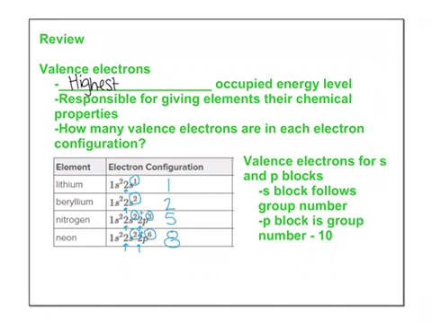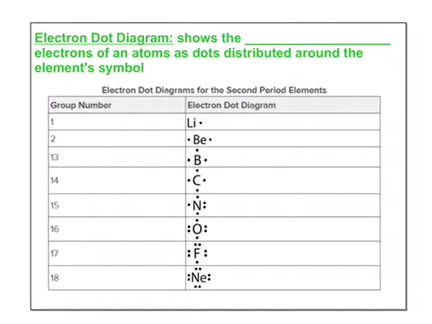valence electrons. So valence electrons for the S and P blocks follow the number of the group. In the S block, the first column has 1 valence electron, and the second has 2 valence electrons. And then when we look at the P block, we take the group number minus 10. This is all something we've kind of worked with already. So I believe we've also looked at electron dot diagrams, and these diagrams show us the valence electrons in each element.